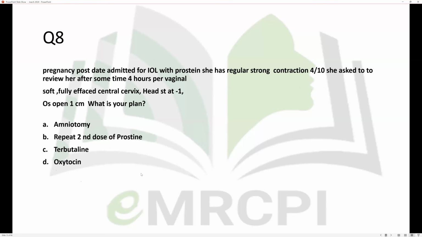Question 8: a post-dated pregnancy admitted for induction of labor with Prostin. She has regular strong contractions, 4 in 10. You are asked to review her after 4 hours per vaginally. You find a soft, fully effaced, central cervix, head station at -1, os open 1 cm. So what is your plan of management?